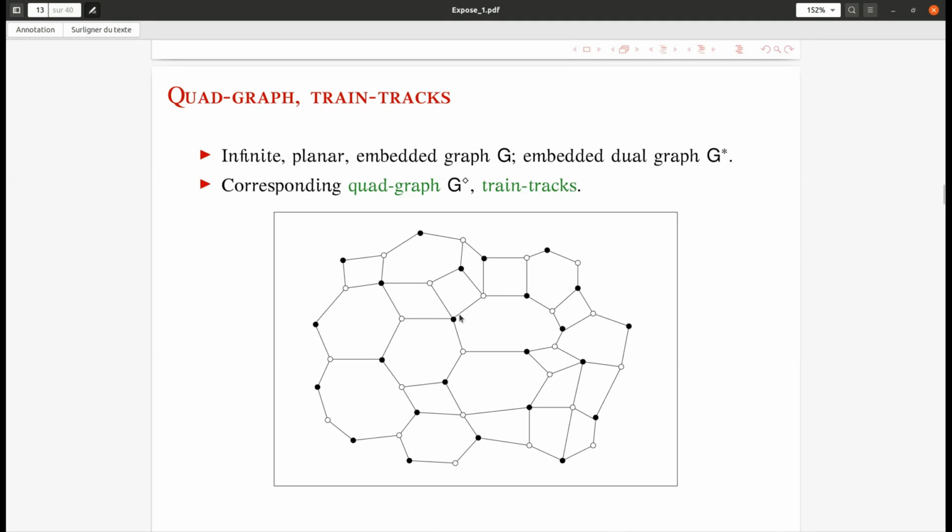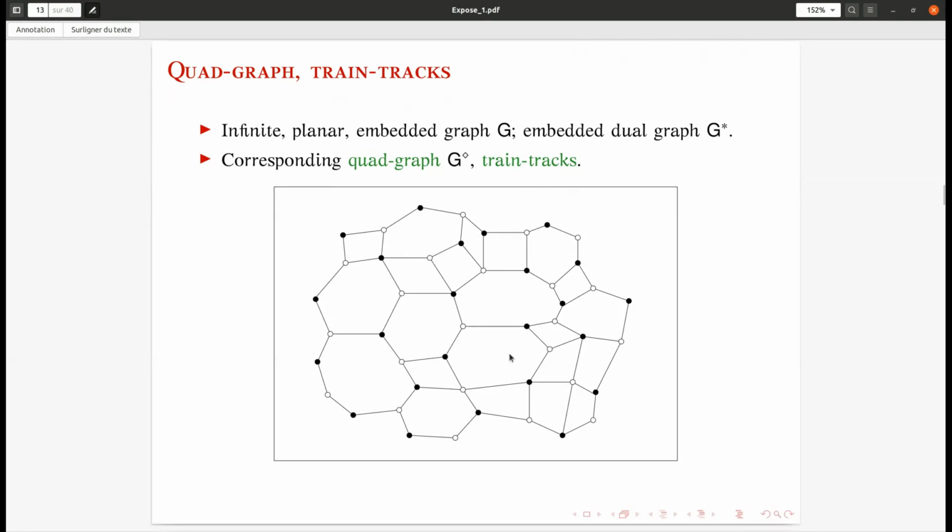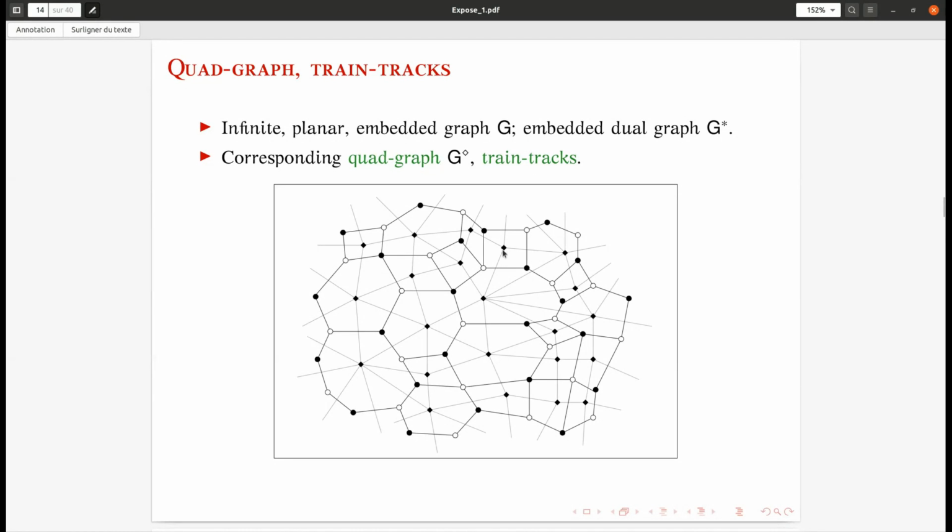So you consider an infinite planar embedded graph G. Of course I have not drawn it as infinite, but you should think of it as being infinite. And also you consider the embedded dual graph. So for the dual, for those of you who don't know, you put a vertex for every face. So with black and white, here is our graph. So we will put a vertex for every face, and then we join two vertices if the corresponding faces in G are adjacent. Okay, so you can do this, and you also consider an embedded dual graph, which we'll call G star.